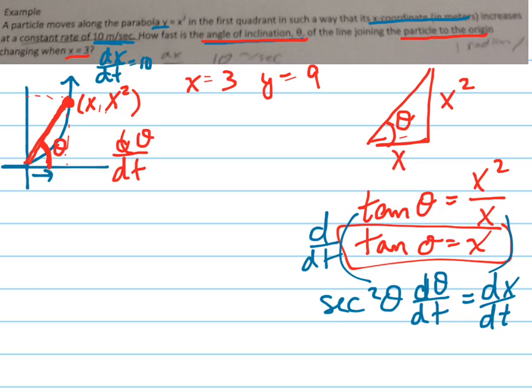And so let's see what we have here. Well, we have dx/dt already. dx/dt is 10, so I know that this is 10. d theta/dt is what we're trying to solve for. Let me highlight that with a different color here. Trying to solve for that. And now we need to find out what the secant squared of theta is. So now we have got to solve for secant squared of theta.